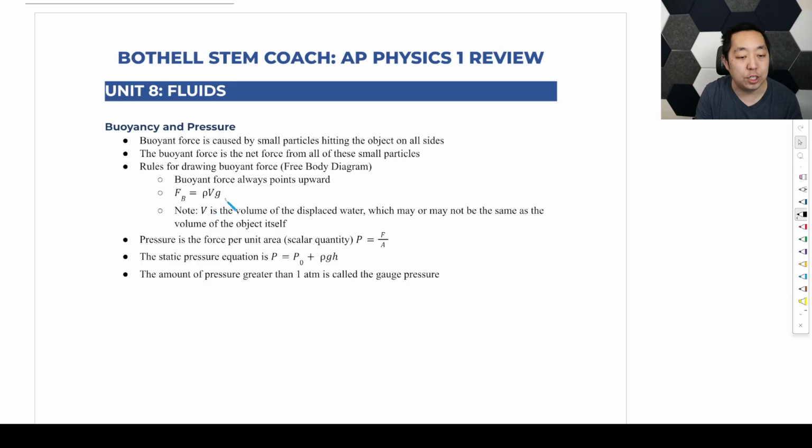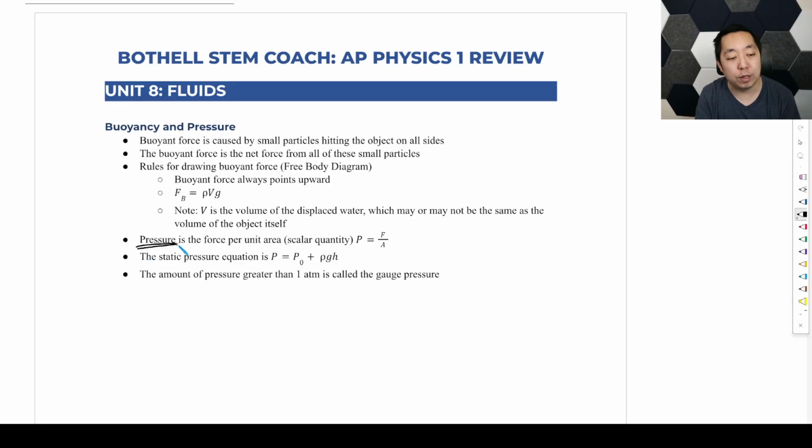It is equal to rho Vg. Now be careful on this one. V is the volume of the displaced water, which may or may not be the same thing as the volume of the object itself. For example, when a boat is floating on the ocean, the buoyant force is just the volume of the boat that's within the water. It's not the entire boat. The buoyant force, at least from the water, is only the volume that's being displaced. So be careful that you don't use the volume of the object necessarily, unless it's fully submerged. If it's fully submerged, then the buoyant force uses the entire volume of the object.